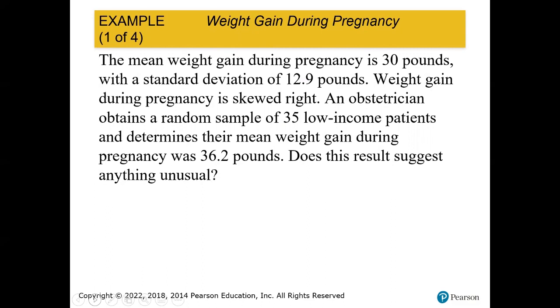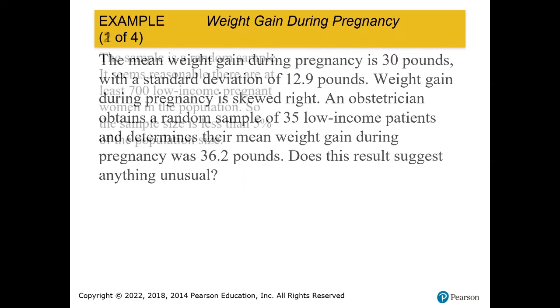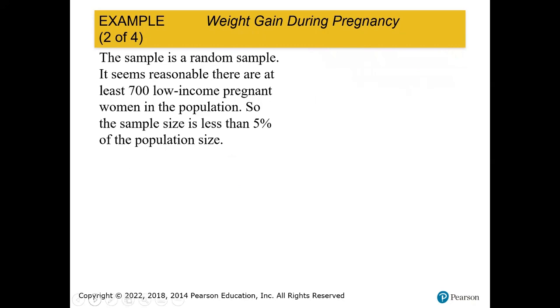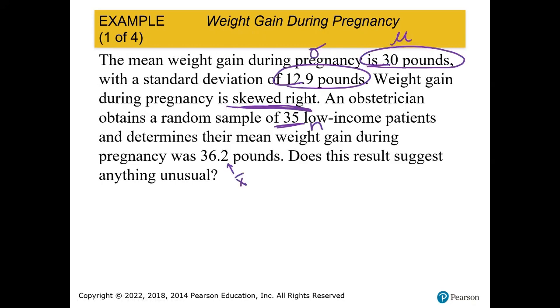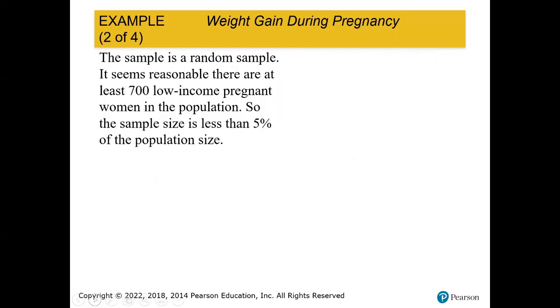Okay, so first off, we got to go through a few things here. We have our mean, our standard deviation, and we are originally skewed right. So mean, standard deviation, skewed right. Here's my sample, and this is my sample mean. Sample is a random sample, and what I always want you to check is our sample smaller than 5% of the entire population? So what they did here, it seems reasonable that at least 700 low-income pregnant women would be in the entire population here. So yes, our sample size would work.